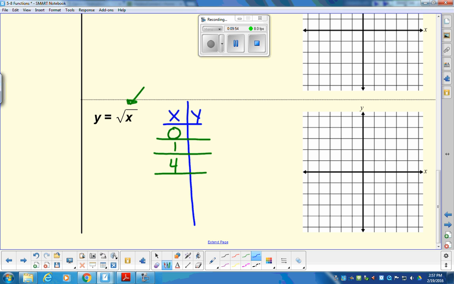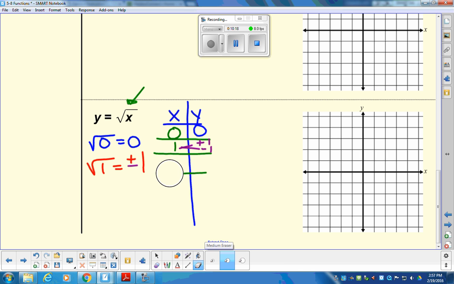When I put a 0 in, that's the square root of 0. The square root of 0 is just 0. When I take the square root of 1, it's either positive 1 or negative 1. So when I take the square root of 1, I either get a positive 1 or a negative 1. So my problem with that is I've got to change this table a little bit.